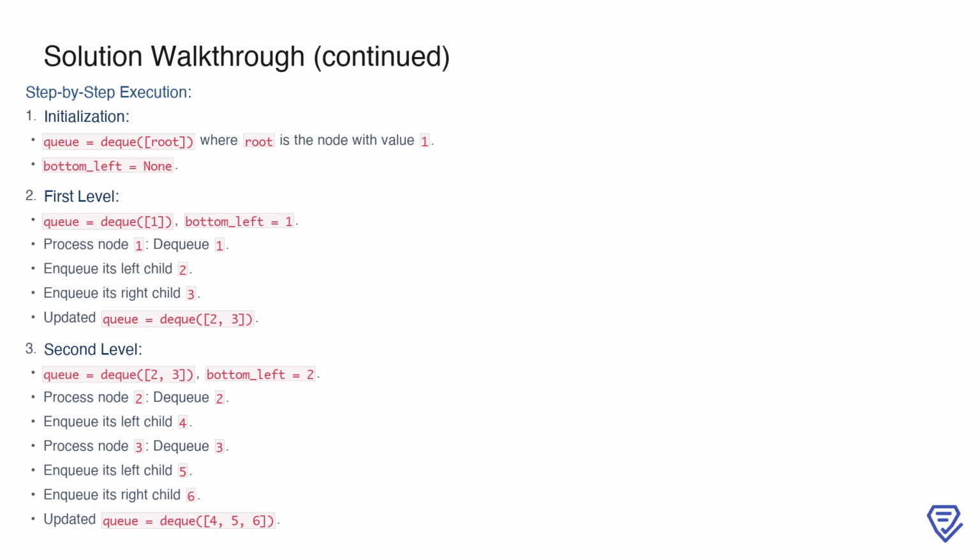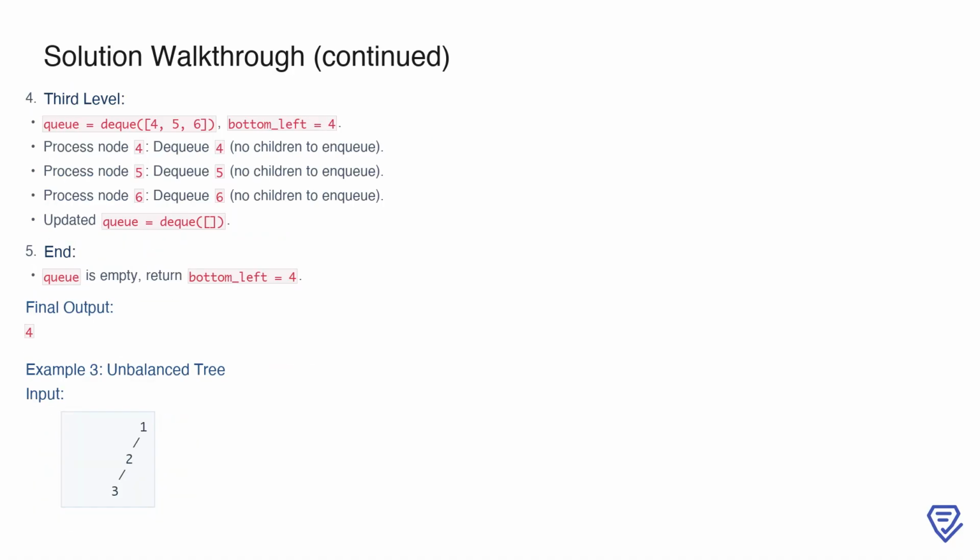Processing begins with node 4, which is dequeued, and since it has no children, nothing is enqueued. Next, node 5 is dequeued, and similarly, no children are added to the queue. Finally, node 6 is processed in the same manner. At this point, the queue is empty, and the algorithm concludes by returning the bottom_left value, which is 4.